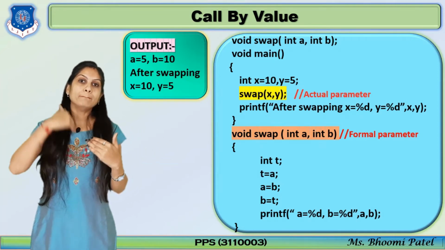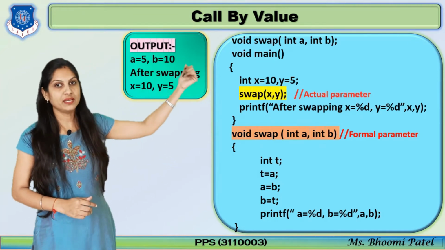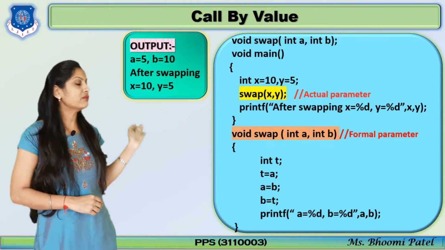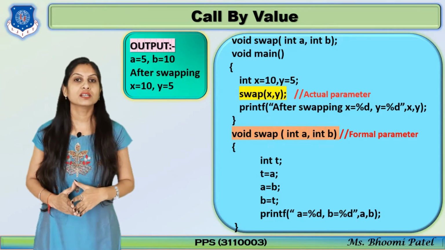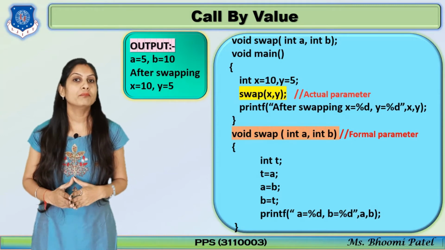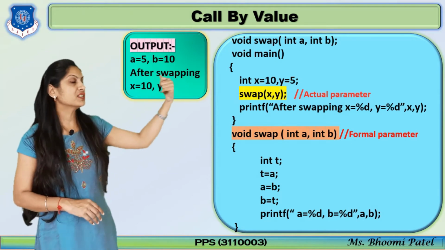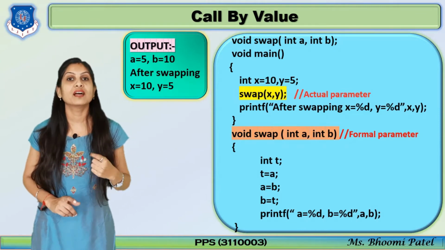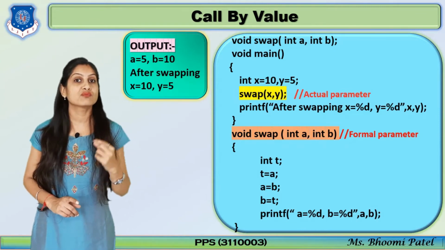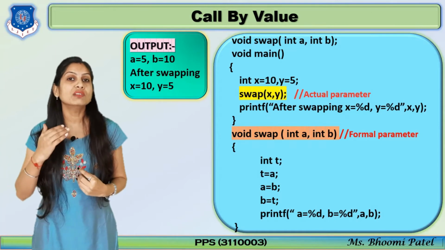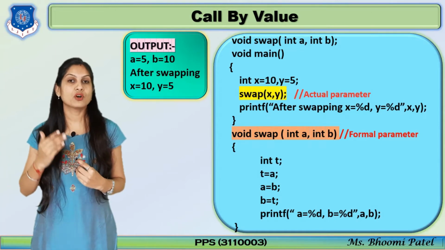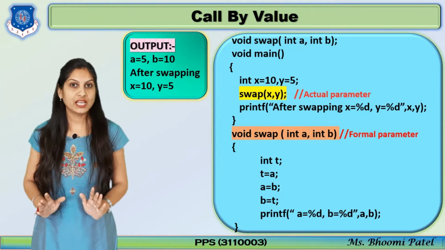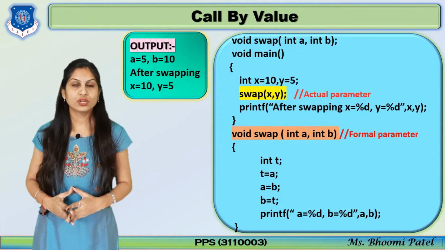But when we come back into our void main, after completing our function definition, when we come back to the function call in our void main, what happens? The printf statement that prints the x and y values is there, and here x is 10 and y is 5. Meaning the actual values are not swapped, only the formal values, that is a and b, are changed. Clear? So is this the correct output? No.